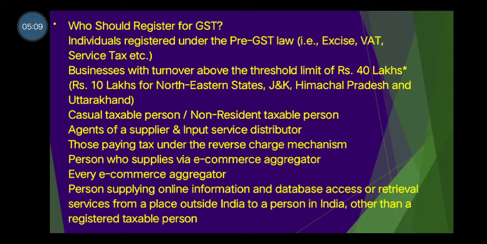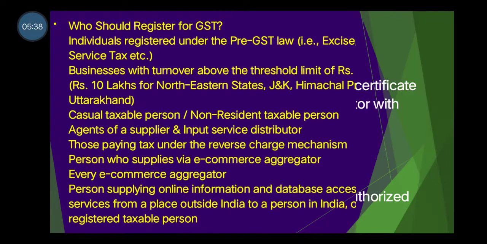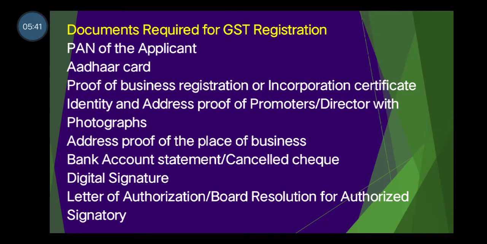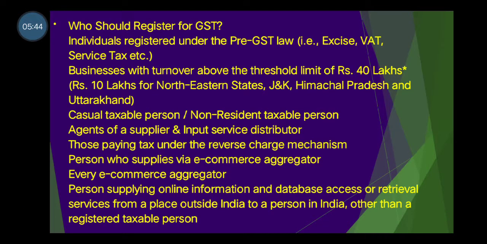We have already said that. Okay, casual taxable person, non-resident taxable person, agent of a supplier and input service distributor, those paying tax under the reverse charge mechanism, person who supplies via e-commerce aggregator, every e-commerce aggregator, person supplying online information and database access or retrieval services from a place outside India to a person in India other than a registered taxable person. Okay, so these are the parties who are liable to get registered under GST.